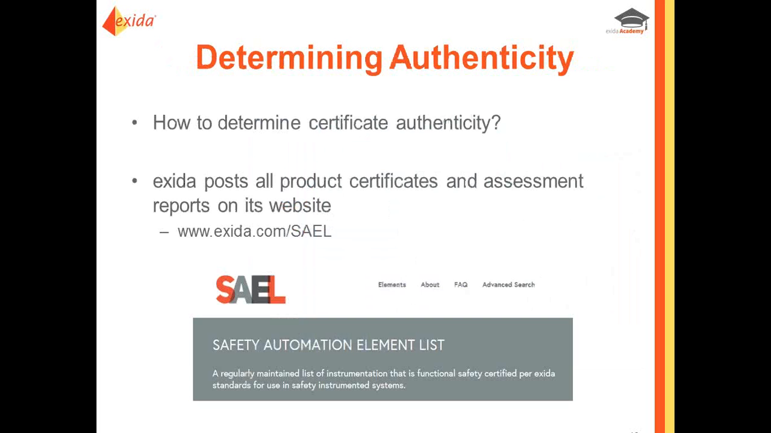So how do you determine if something is authentic or not? Well, always go to the SAEL. Exida always posts all products that they certify and all assessment reports with their certificate, with the latest one on the SAEL. So double check your certificate. If it's not on the SAEL, something might be a little strange.